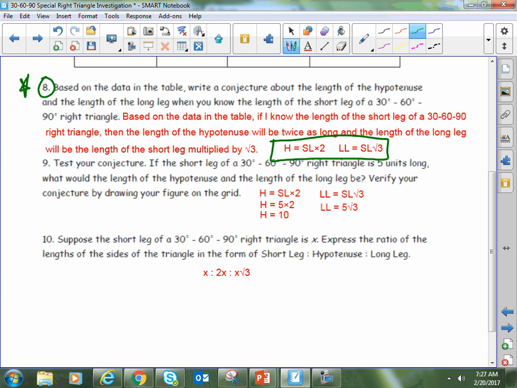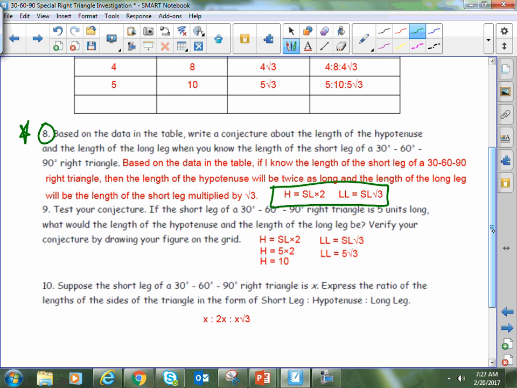Now, just like what we saw with 45, 45, 90s, there's going to be a little bit of algebra applications that we'll have to use because the rule, particularly with the long leg, uses an irrational number, the square root of 3. We have to be able to rationalize the problems whenever we have a square root of something in the denominator of a fraction. But for the purposes of the investigation, those are the main points. Those are the key concepts that we need to understand, and these will be the rules that we'll use whenever we're evaluating 30, 60, 90 triangles.